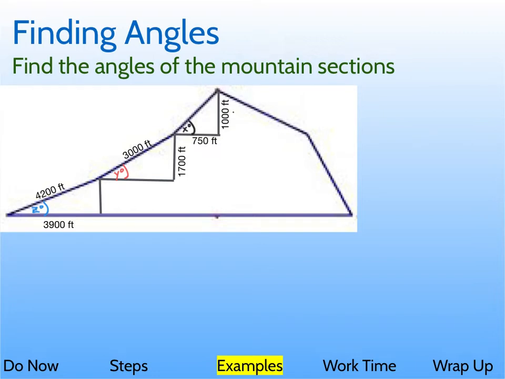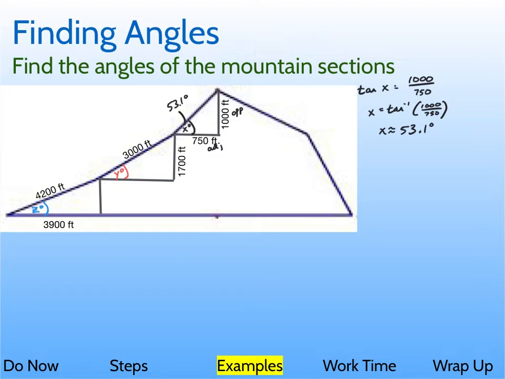So from x, 1000 is your opposite, and 750 is your adjacent. So opposite and adjacent, that's tangent. So you're going to do tangent of x equals 1000 over 750. Which means to find x, you're going to use inverse tangent of 1000 over 750. And x is about 53.1 degrees. Cool. So this one right here, about 53.1 degrees.